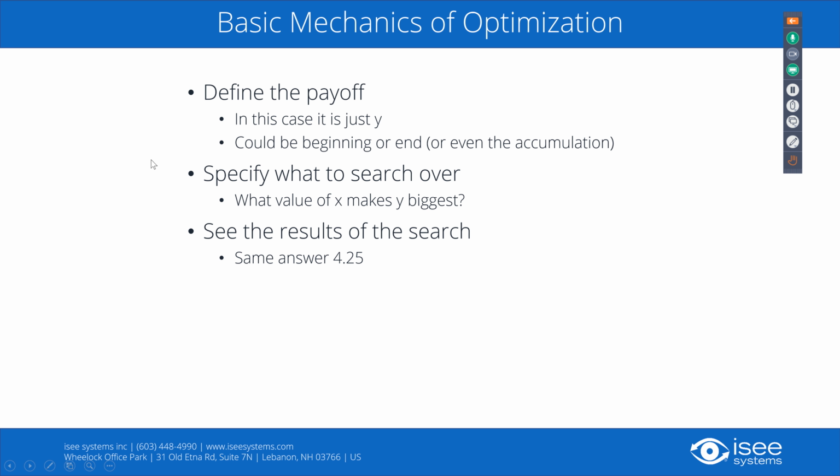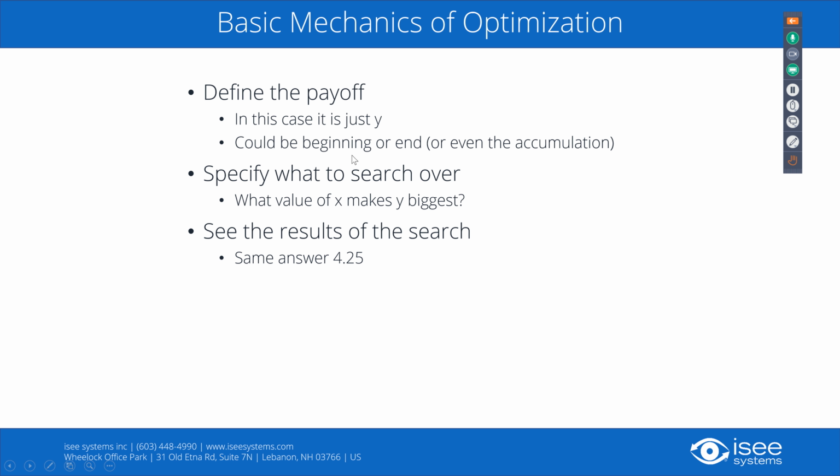So the basic mechanics of doing an optimization are first to define the payoff. In this case, we're just going to use y as the payoff. I'm going to go through and show you how to do that. And we can use the value of y at different points in the simulation. It doesn't really matter for this particular example.